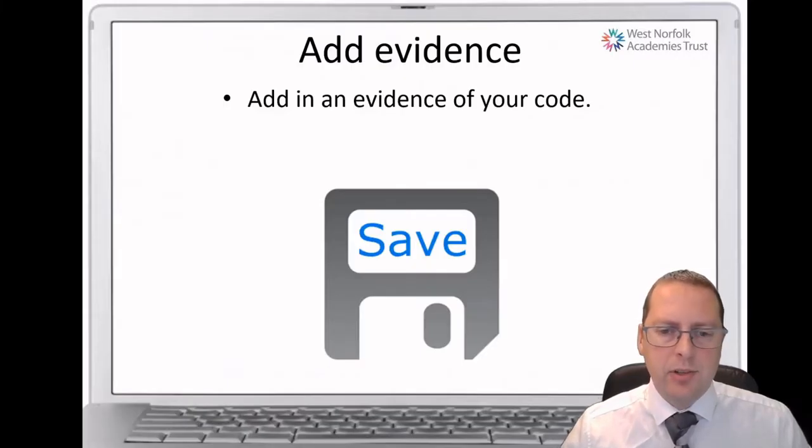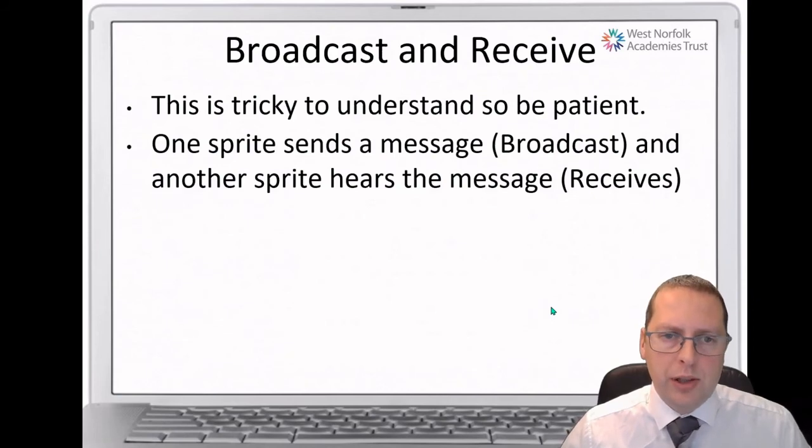Hopefully you've added evidence of your sprite randomly moving around the screen. Certainly the code, if you add that to your ePortfolio before moving on. The next stage is to look at something called broadcast and receive. Now this is a difficult concept to understand. It's a little bit tricky, so you just need to be patient. Persevere with this and it will work. You just need to get an understanding of what's happening.